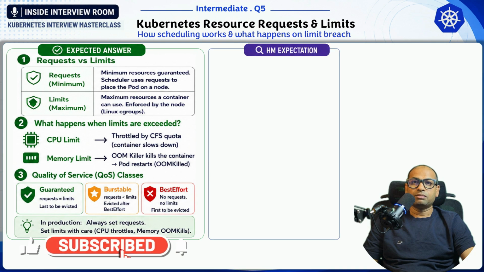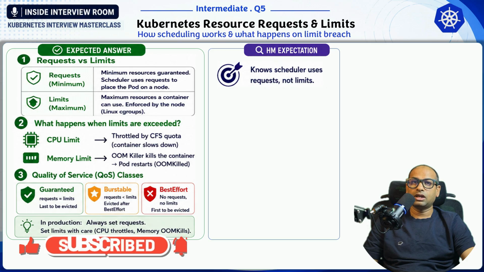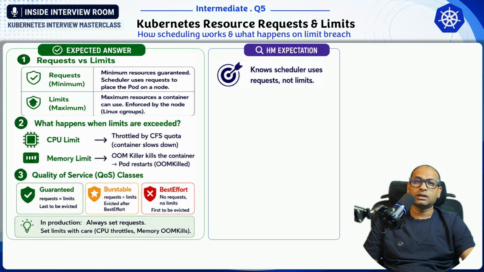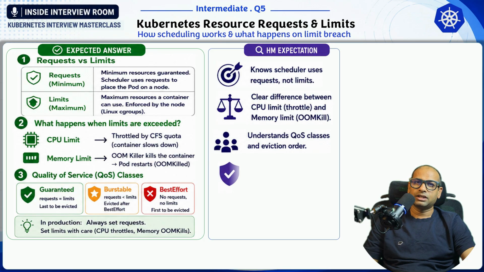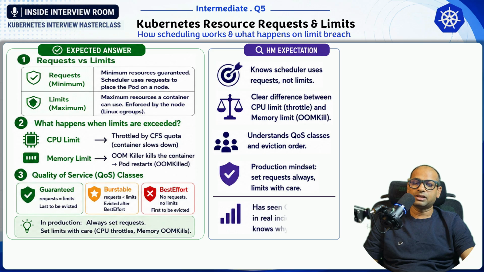What is the hiring manager's expectation? The candidate knows the scheduler uses the request, not the limits. A clear difference between CPU limit, throttle, and memory limit, out-of-memory kill. Understands QoS classes and eviction order. Has a production mindset: set requests always, limits with care. Has seen OOM kills in real incidents and knows why.